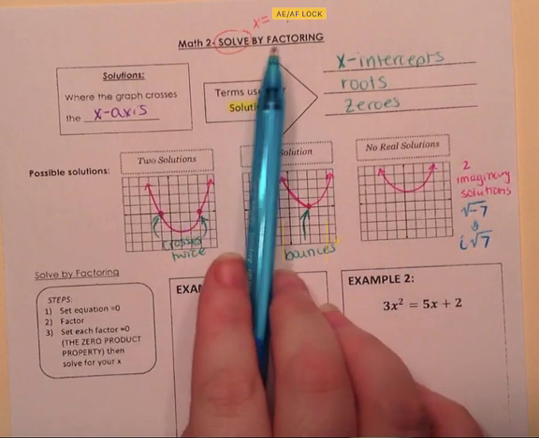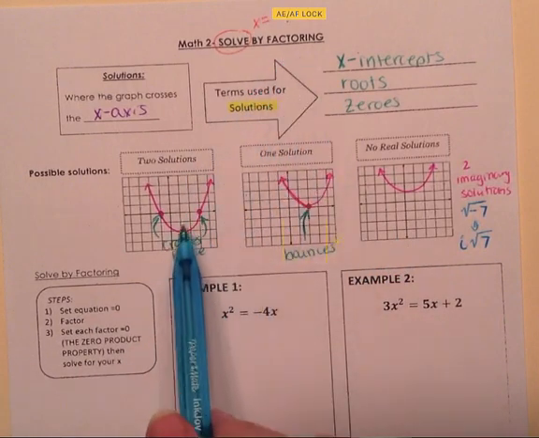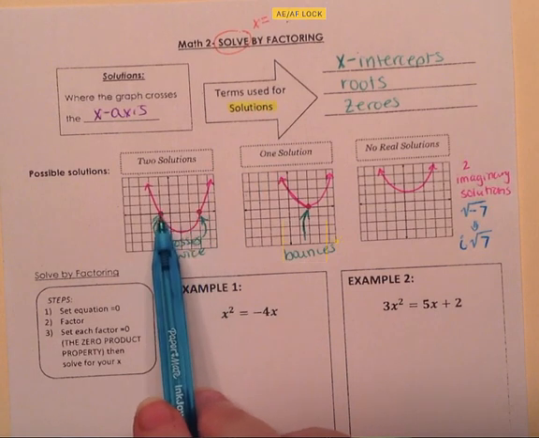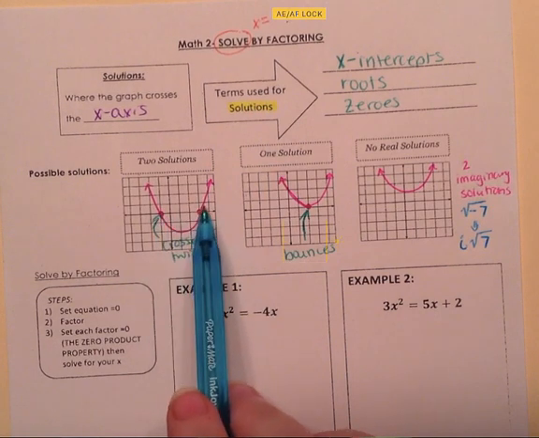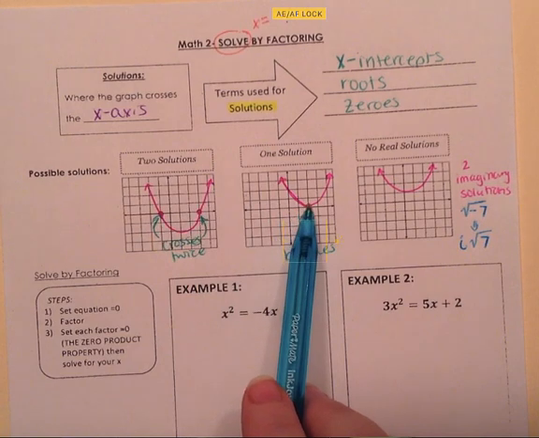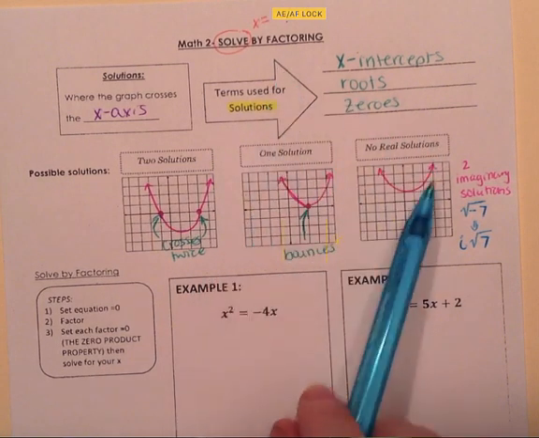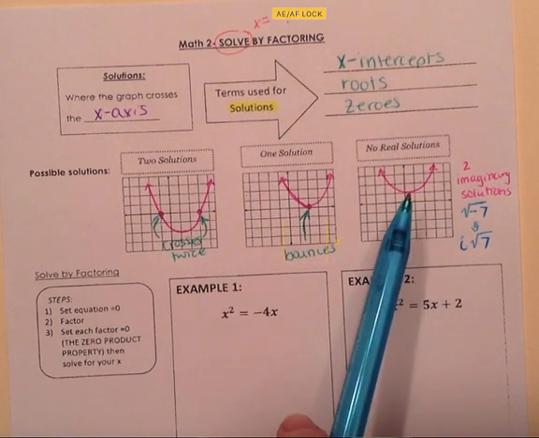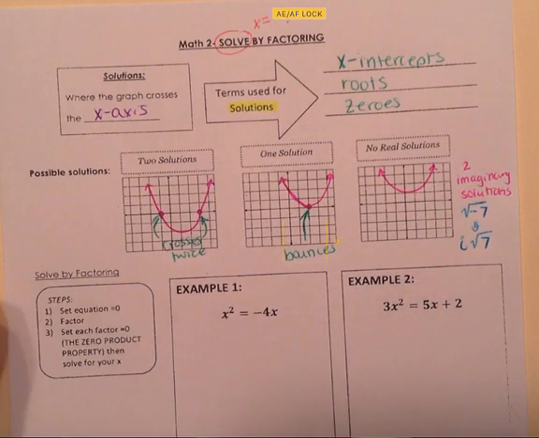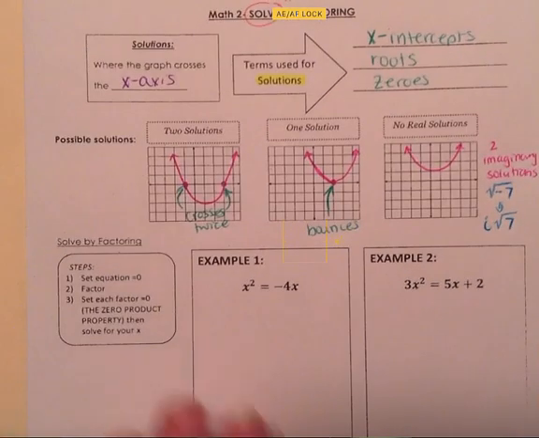Factoring, if you're going to solve by factoring, it has to cross twice at two rational values, or it has to bounce at a rational value. If you're factoring, you can never get imaginary solutions, because if it's imaginary, it does not factor.